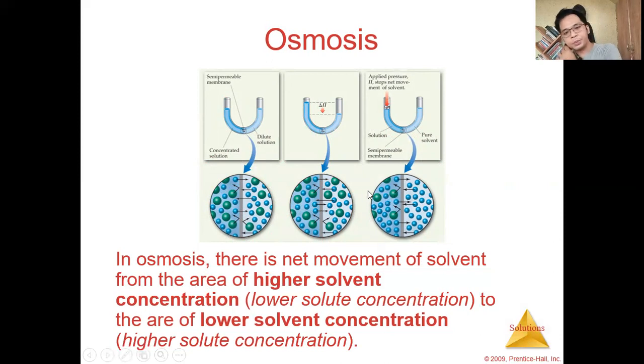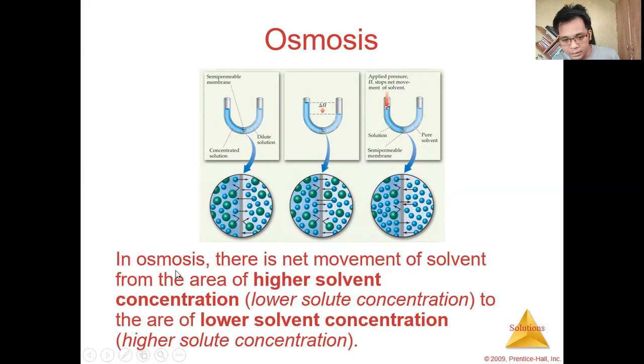Now, this one here is the concentrated solution and the dilute solution, and this one here is the semi-permeable membrane. Of course, the solvent will tend to go to the higher concentration of solute, so what happens here is the water will go from dilute to the concentrated. And the applied pressure stops the net movement of the solvent into the solution.